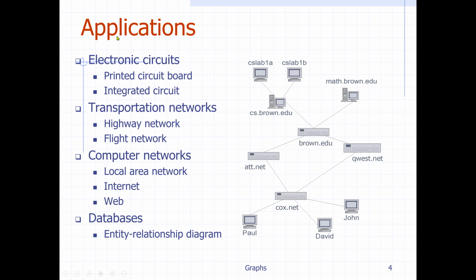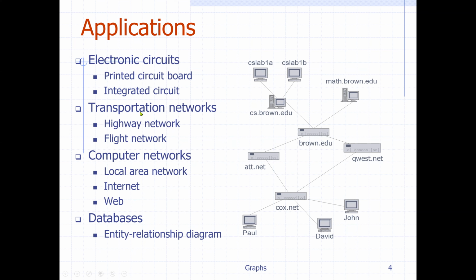So we have examples of applications of graphs. The first example we have here is electronic circuits. Electronic circuits can be represented as a graph, which again consists of vertices and edges. The vertices will be the electrical components. The edge can be the wiring that connects two electrical components together. An example given here is the printed circuit board or integrated circuit.